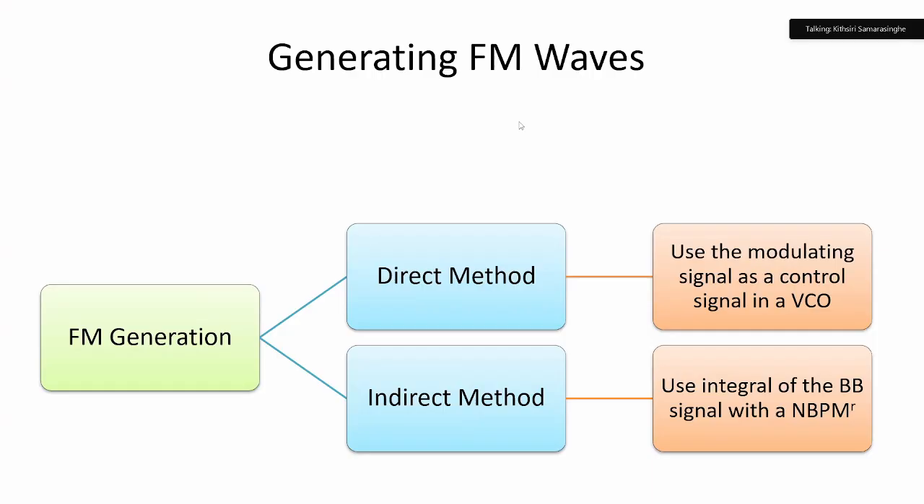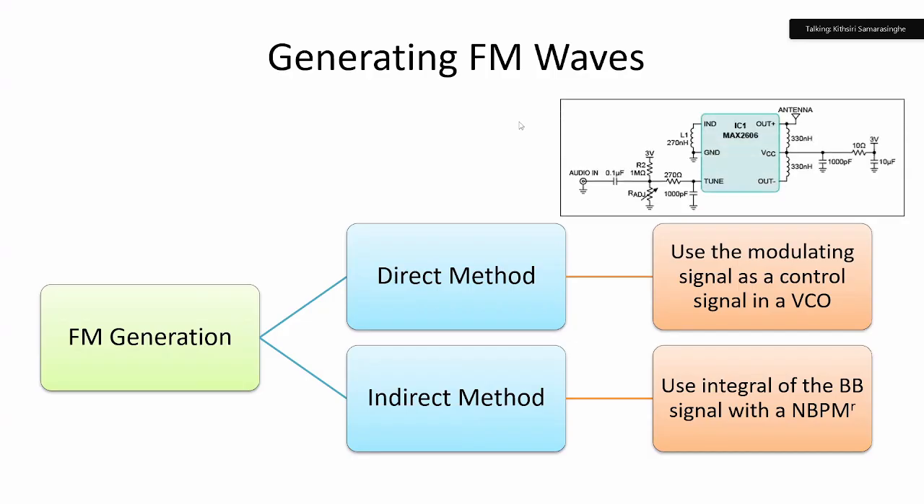Now we have ICs directly for the direct method, like this MAX2606 IC, where you can directly give your audio input to the control input here, and the FM output will be directly available and sent to the antenna. So for short range systems, this kind of ICs are very popular. They use direct FM. What is the issue with the direct FM?